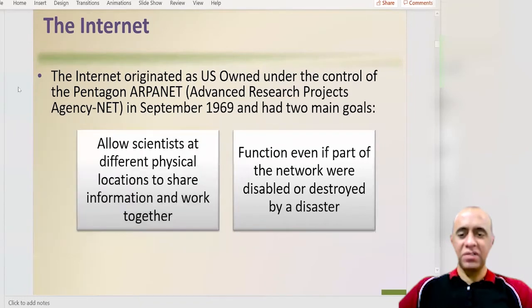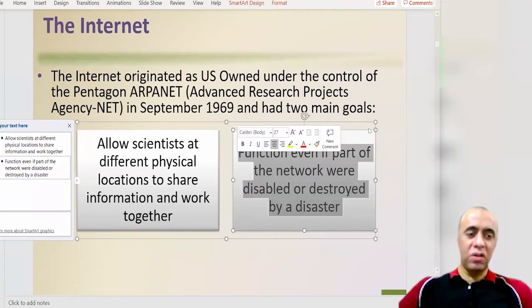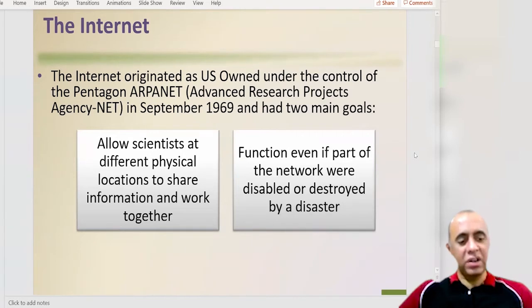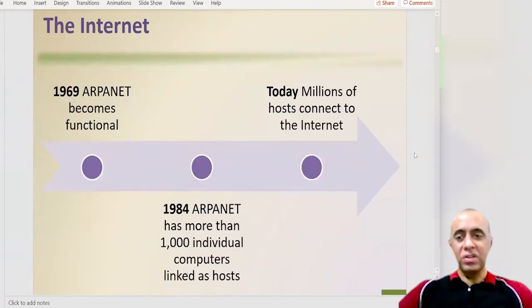It was very easy for the scientists to exchange data from one city to the other, and it functioned even if part of the network were disabled or destroyed by a disaster. So it also offered redundancy or stability for the data on the network. For example, if some part of the computer network was not available, the rest was still able to work. That is a good thing for the network.